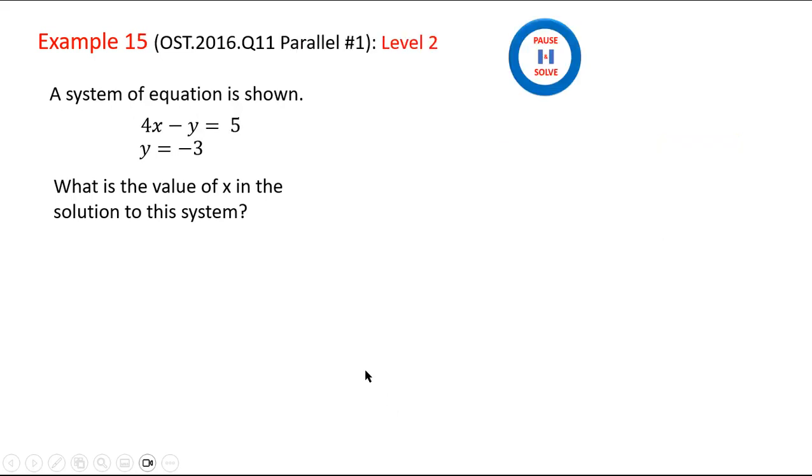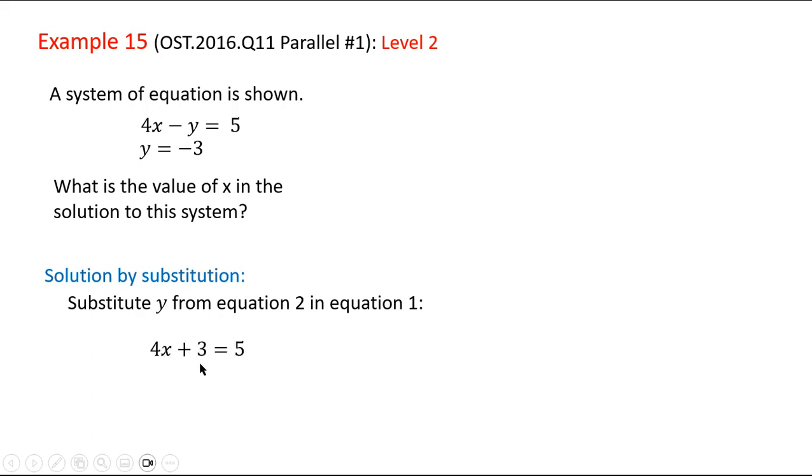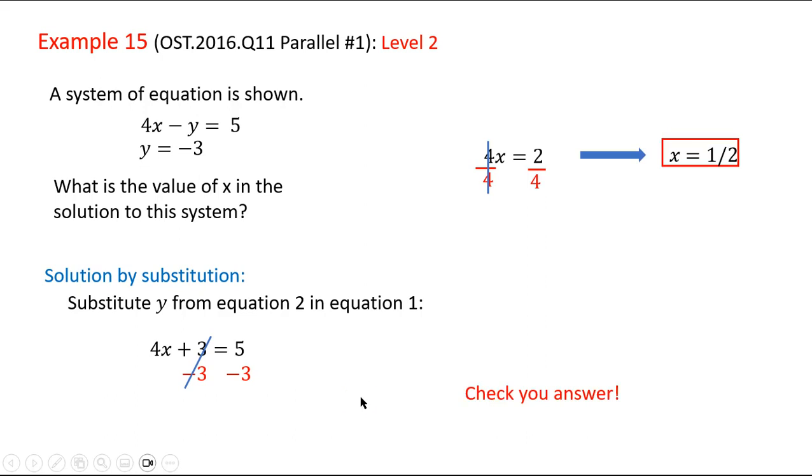Example number 15, similar example. You have to take the y from here and put it here. That's in 2016. So the thing that students might get confused about is the negative here. So negative times negative is positive. So you get plus 3. Now, again, you subtract 3. Divide by 4. X is equal to 1/2. And that's what they are asking you to find.